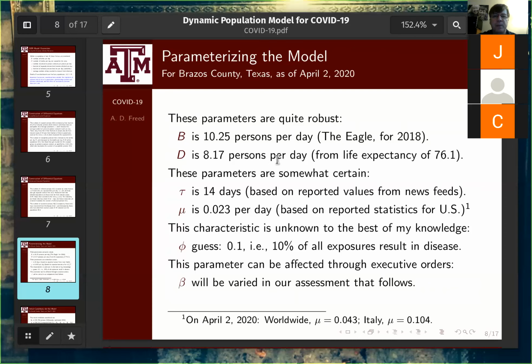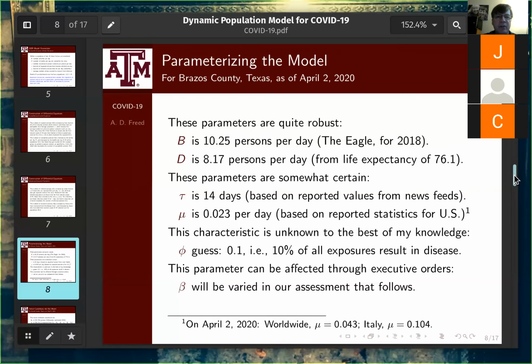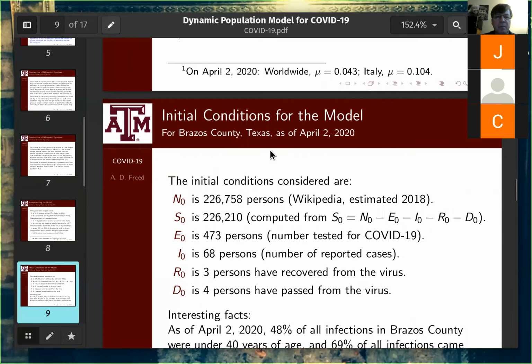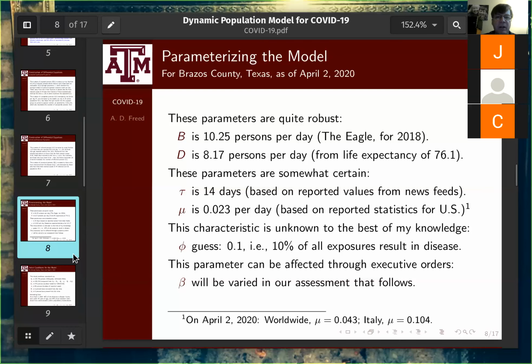And from that, in the population that we have here, I discerned that there's about a little over 8 people that pass away every day from natural causes. So I feel pretty good about these numbers. They may be a little different, but they're not going to differ by much. And they're not really big players in this model either. They have an effect, but it's not major.